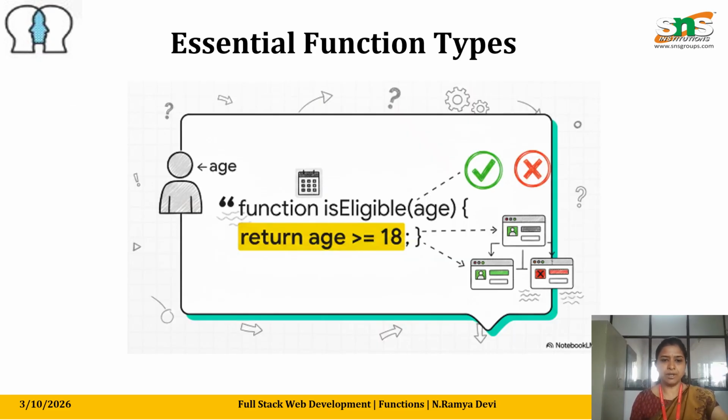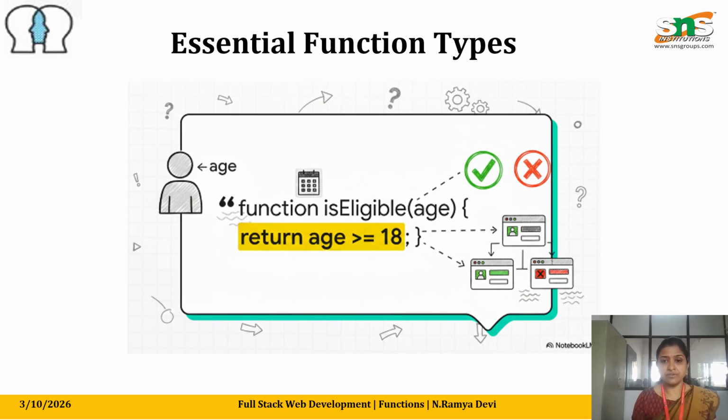So this is an example of a named function. Here we have a function keyword followed by a function name. The function name is eligible, and then the parameter passed is age. And then it has a return keyword for returning the result of the task. The task of this function is to check whether the age is eligible for voting or not.